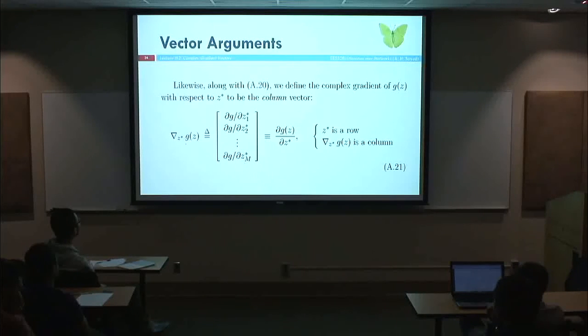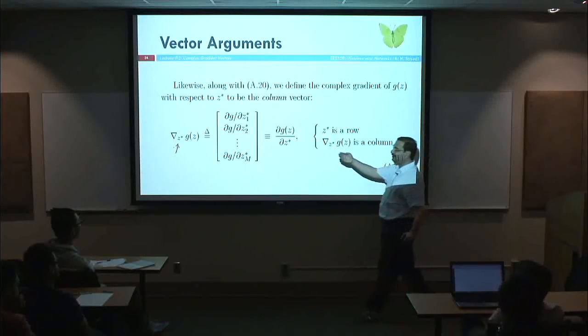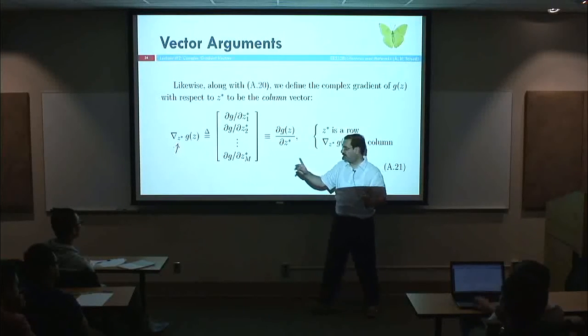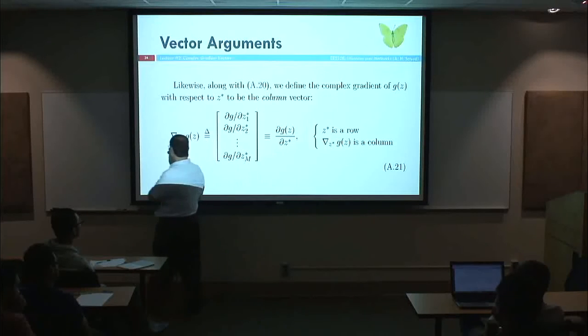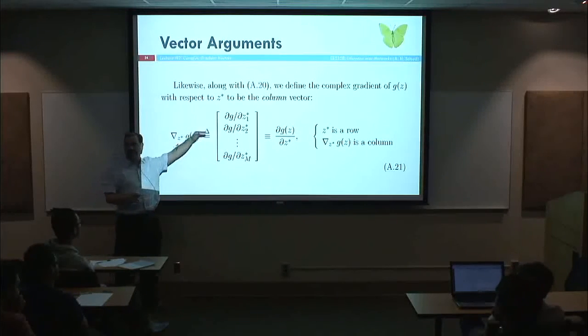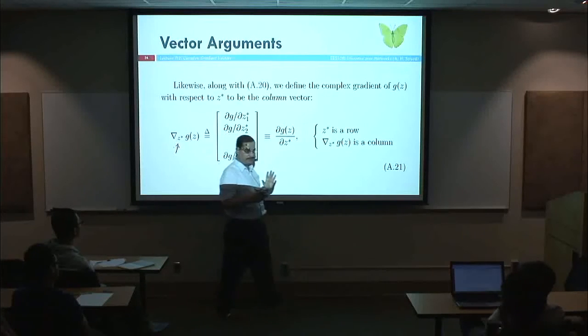And how do I define the gradient vector relative to z star? Z star is the conjugate of z, right? It contains z1 star, z2 star, and so on. If z is a column, z star will be a row. So if I'm differentiating relative to a row, the gradient will be a column. So the gradient in my convention, if you differentiate relative to a row, you get a column. If you differentiate relative to a column, you get a row. That's all, okay? Just keep that convention, and it will be the vector of partial derivatives.